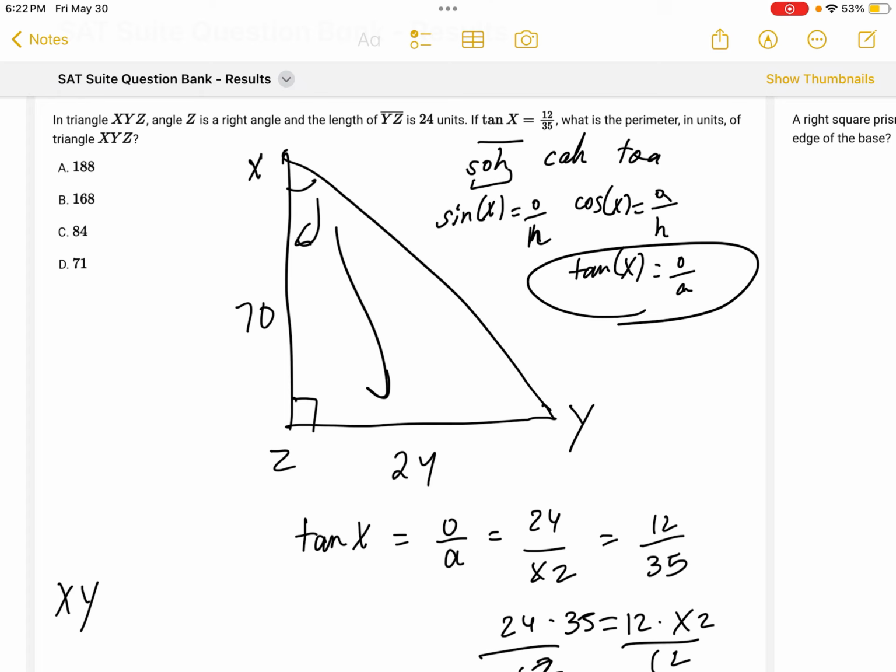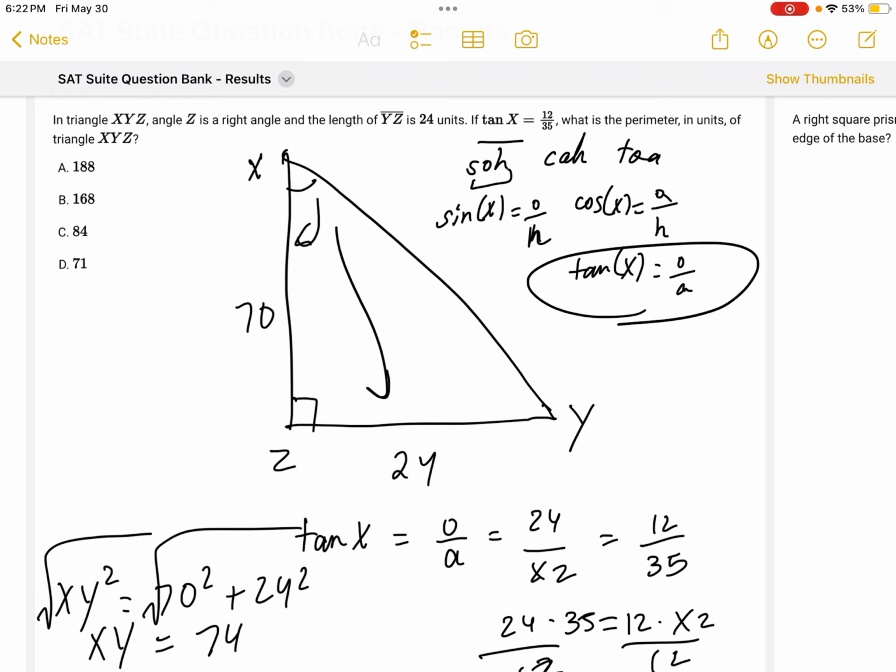Use the Pythagorean theorem over here. XY squared equals 70 squared plus 24 squared. Taking the square root of both sides, you get XY is equal to, let me put this into my calculator, 70 squared plus 24 squared. Yeah, this equals 74. XY equals 74. Now we can add the three sides up to find our perimeter. So the perimeter is just 74 plus 24. This will be 98. And then we have to add 70. That'll give us 168. It's choice B.